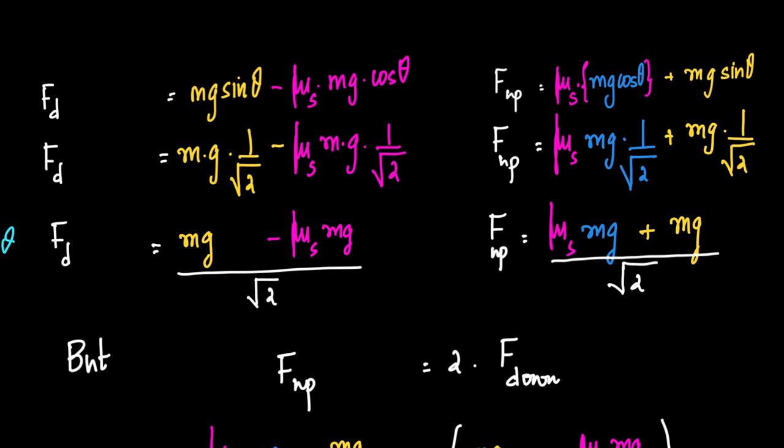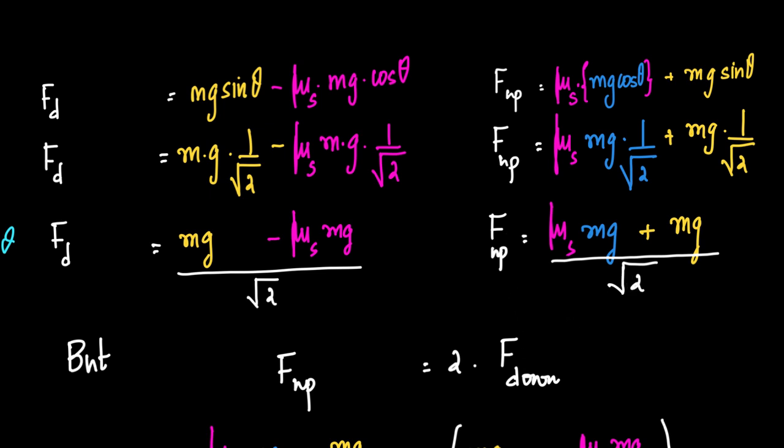Now, since theta is equal to 45 degrees, we know that sine theta and cos theta, both of them are equal to 1 by root 2. So, in this complete equation, we can make the common denominator as root 2.